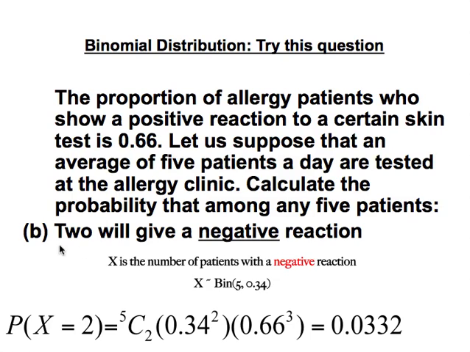Okay, we are interested in the probability 2 of the 5. So therefore, x is equal to 2. So in our formula, 5 combination 2, p would be 0.34. We're going to raise that to the power of 2. Probability of failure will be 0.66. We're going to raise that to the power of 3. Punch it in the calculator. Your answer should be 0.0332.